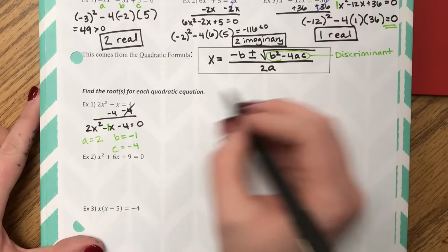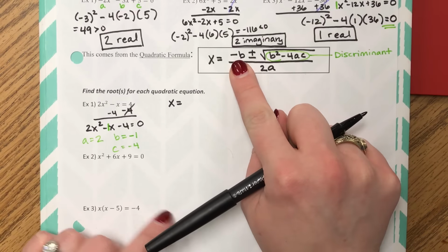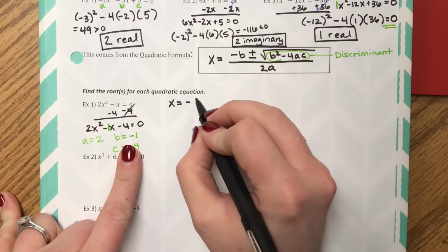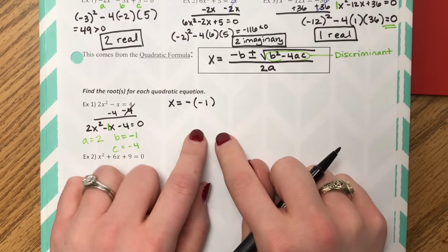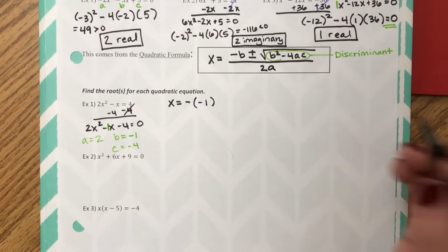Okay, so use your formula. X equals, the formula says -b, and B is also negative, so negative from the formula, and then I am plugging in -1. I really recommend writing out the step where you're plugging everything in and using parentheses and then simplifying. When you do all of it at once, you're going to make mistakes.